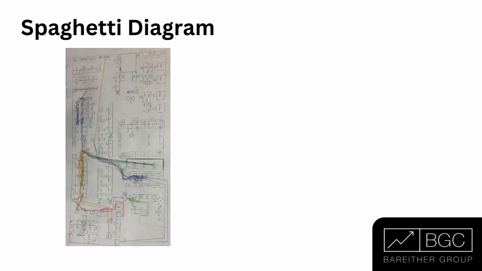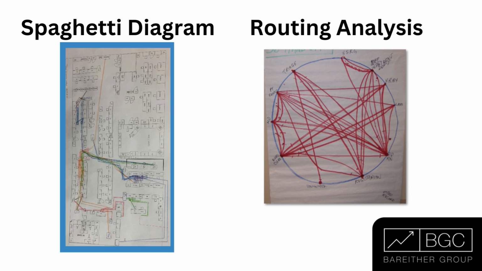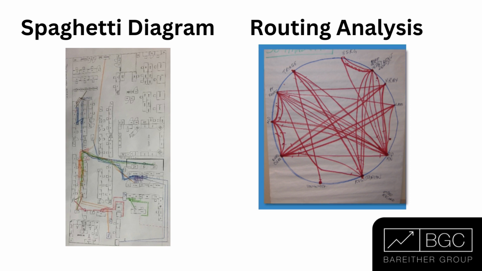Two of the hallmark tools that we can use out of the lean toolbox are spaghetti diagrams and routing analysis. So a spaghetti diagram is a two-scale version of the layout of the plant where we would trace the walking paths of operators within the process or potentially the product moving throughout the plant so we can understand things like motion and transportation waste.